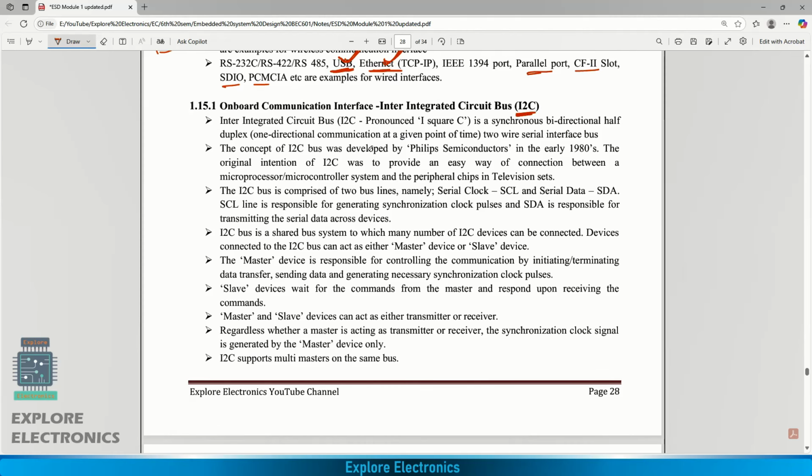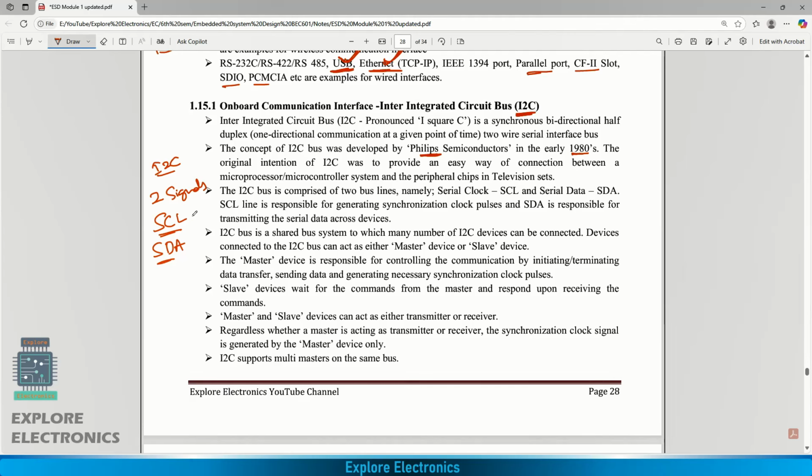Okay, the concept of I2C bus was developed by Philips in the 1980s. It will be having two buses. Remember, there are two signals in I2C, and this is point to point communication. We will be having one signal called SCL, that is clock. Another signal will be called SDA, that is data.